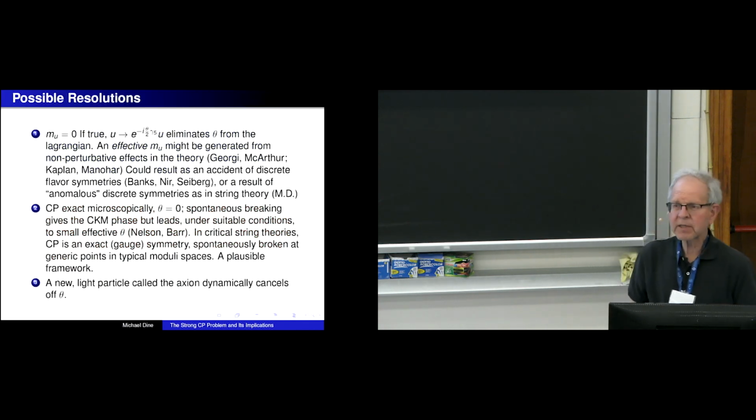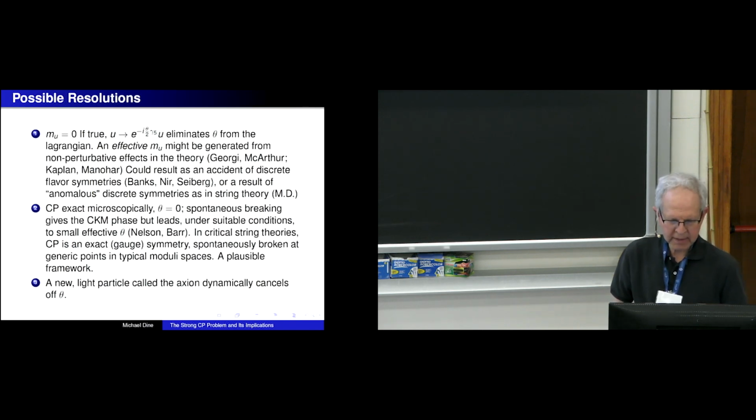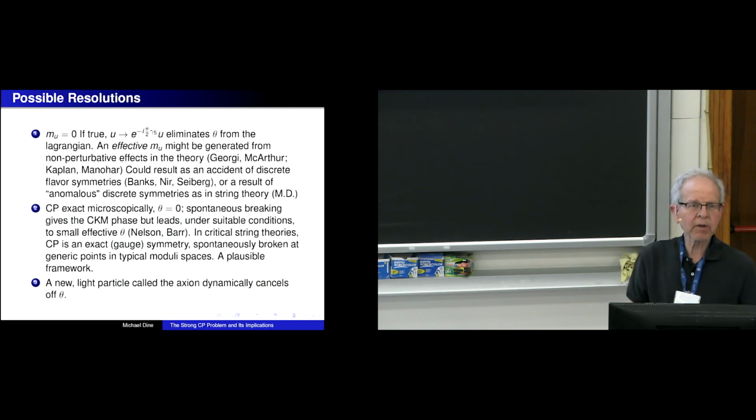So there are various possible resolutions of this puzzle, and I'm going to focus on three, which I view as the three principal ones. One of those, which was suggested early on, was that perhaps the bare up quark mass is 0. If true, then a chiral rotation of the up quark field would eliminate theta from the Lagrangian, and an effective m_u might be generated from non-perturbative effects in the theory. Initially people thought about this by thinking about instanton contributions, but you can phrase this more generally in terms of possible operators in a chiral Lagrangian, as is done by Kaplan and Manohar.